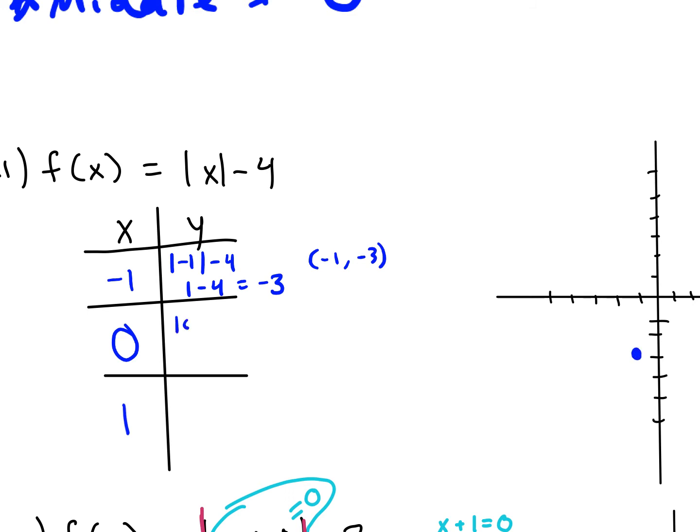Then I'm going to plug in 0. So I have 0 minus 4. What's 0 minus 4? -4. So I plugged in 0 and got -4. So I stay on 0, go down to -4.